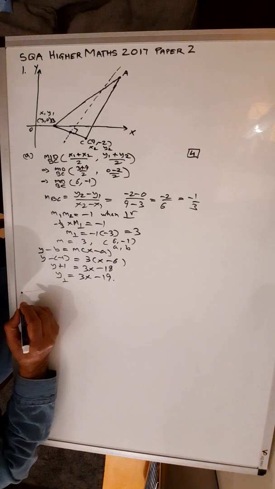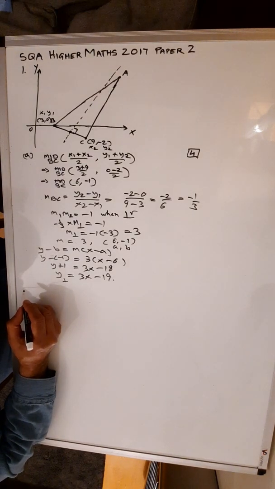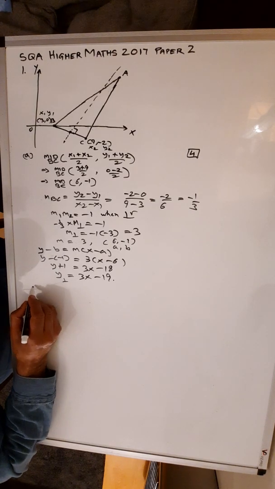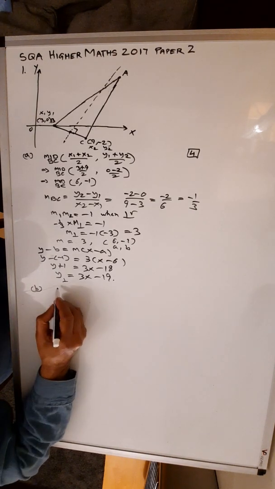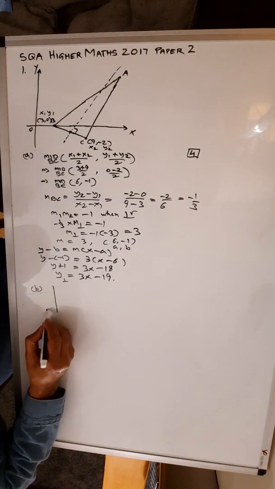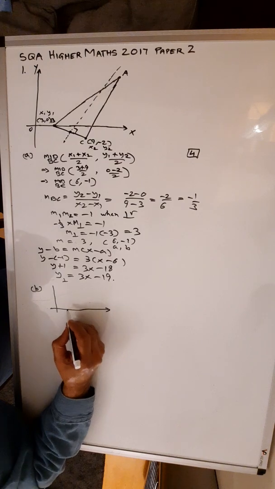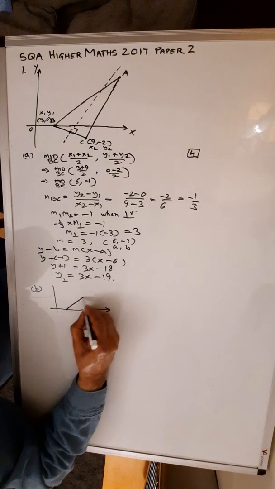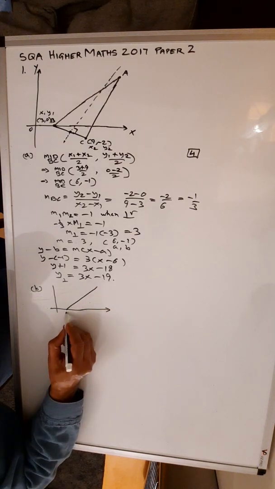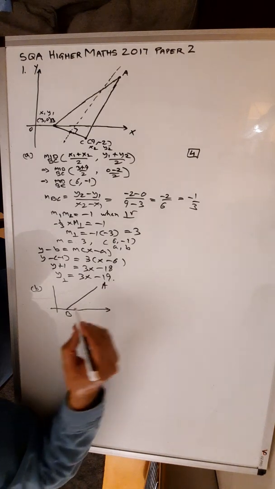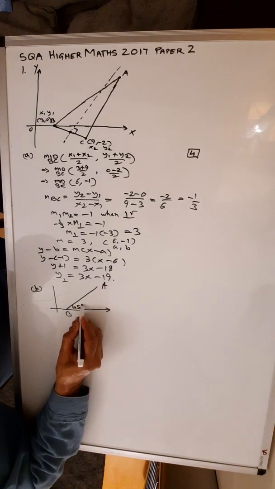And you've got part B. The line AB makes an angle of 45 degrees with the positive direction of the x-axis. Find the equation of AB. So it makes an angle of 45 degrees in the positive direction of the x-axis. So you've got the line AB. This is B here, and this is A, at 45 degrees.